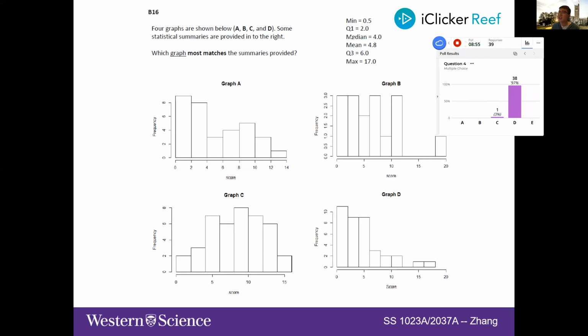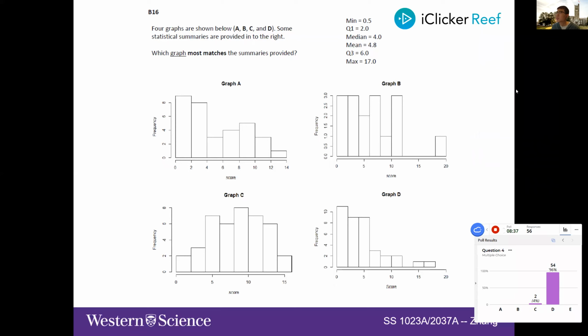And another thing is that you can also tell the skewness of the plot according to the relationship between the mean and median, right? So right now we have a mean which is much greater than a median. As we mentioned in the previous lecture, the mean is more sensitive to outliers. So definitely we will expect our tail will be on the right, right?